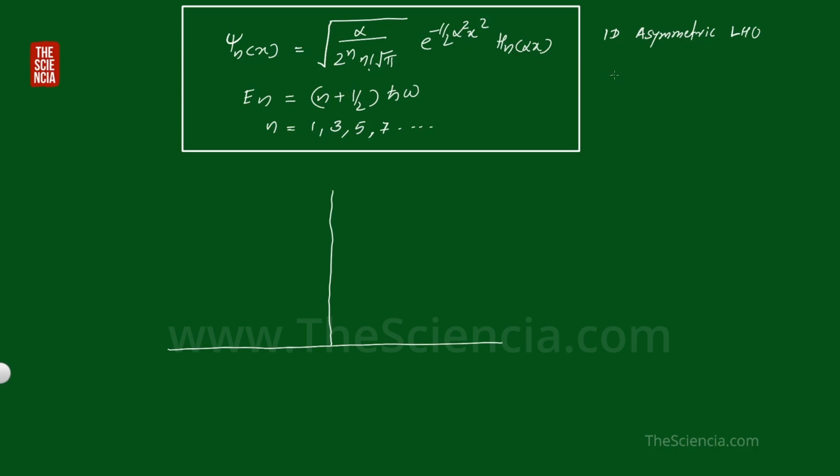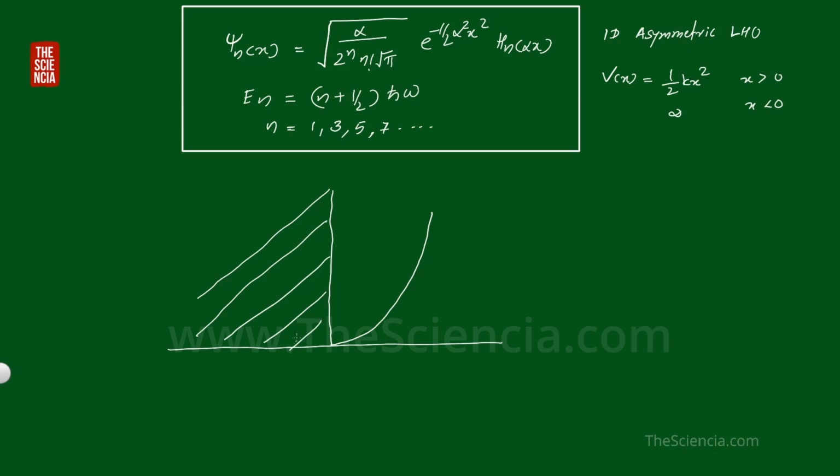So there is a potential V of x that is equal to half k x square in the region where x is greater than 0, and that is equal to infinity when x is less than 0. That is, it looks like this. So this region is a forbidden region for the particle. Here the potential is infinite, and the particle has a finite energy, so it cannot overcome this infinite potential barrier. So the particle is trapped in this region, or it can oscillate in this region only.